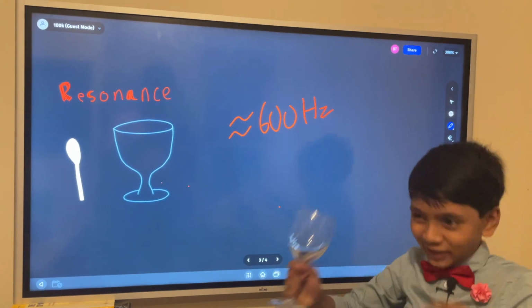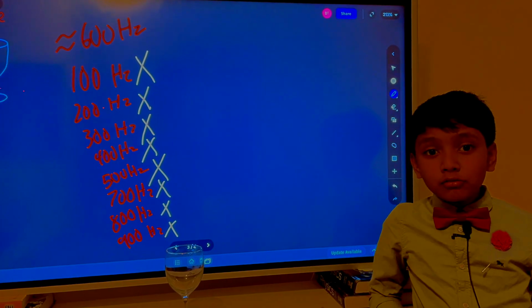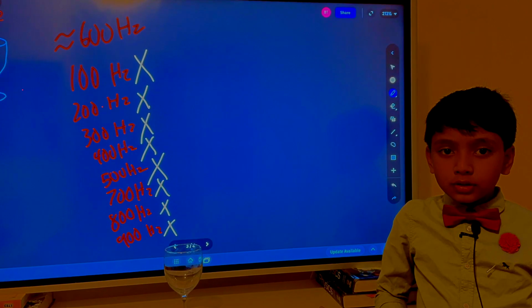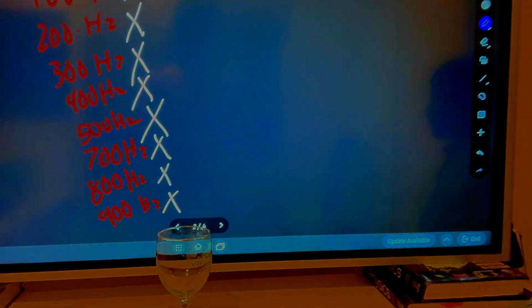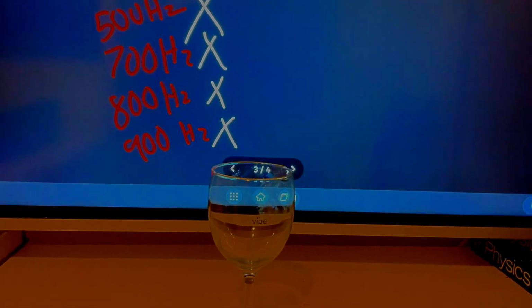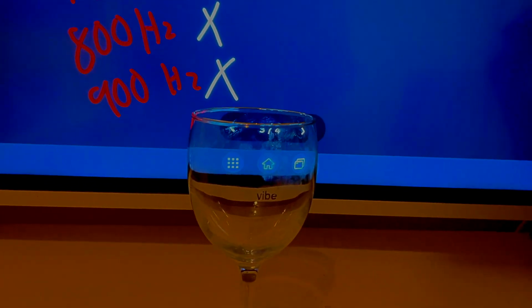Little glassy over here. So now comes the moment of truth. Generating 600 hertz. Just gonna back up far away so no crap gets in my eyes. And moment of truth.